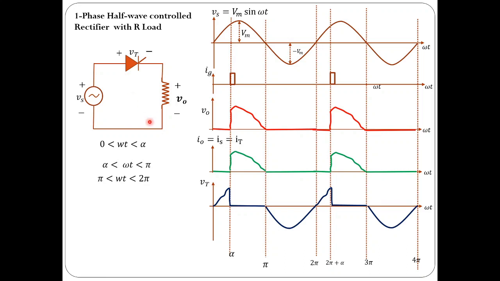And this is the operation of this single phase half wave controlled rectifier with R load, for one cycle, and the same thing will repeat for the next coming cycles also, that is 2 pi to 4 pi and 4 pi to 6 pi and so on. And here the important point to be noted is that the peak inverse voltage is the same as Vm, right? Peak inverse voltage is the same as Vm.